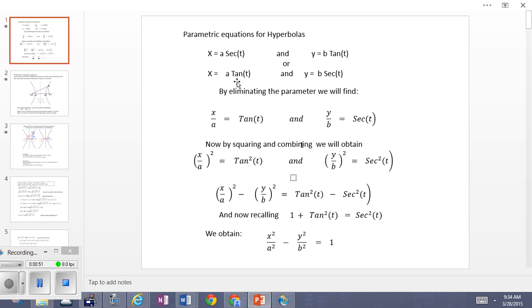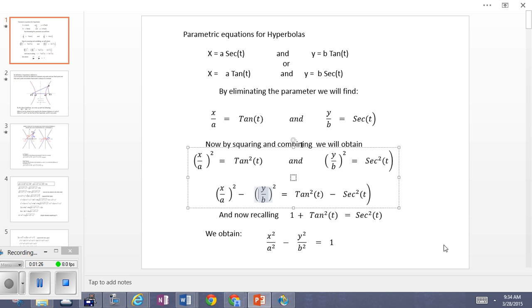Okay, eliminating the parameter, which would be to isolate the secant and tangent terms, as we can see down here, squaring both sides as we do here. We're going to get x over a, quantity squared, equals secant squared, and y over b, quantity squared, equals tangent squared. And then we can see if we take x squared over a squared minus the y squared term, then it's the same as the secant squared minus the tangent squared.